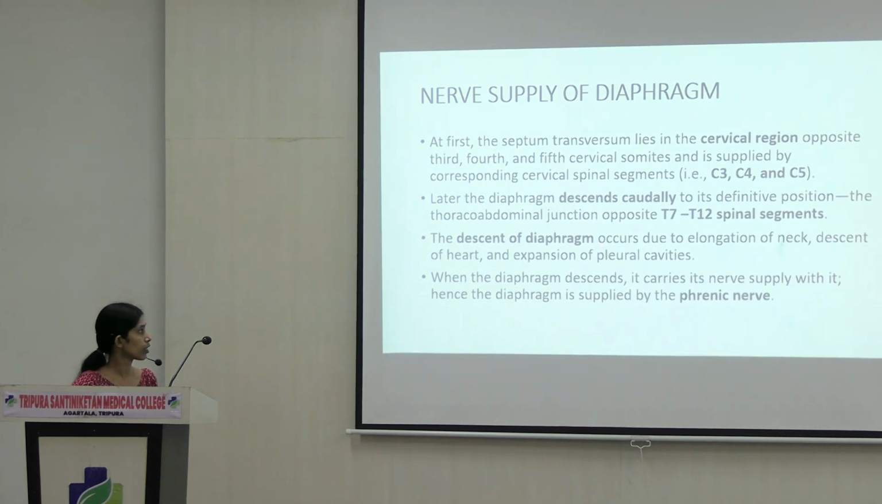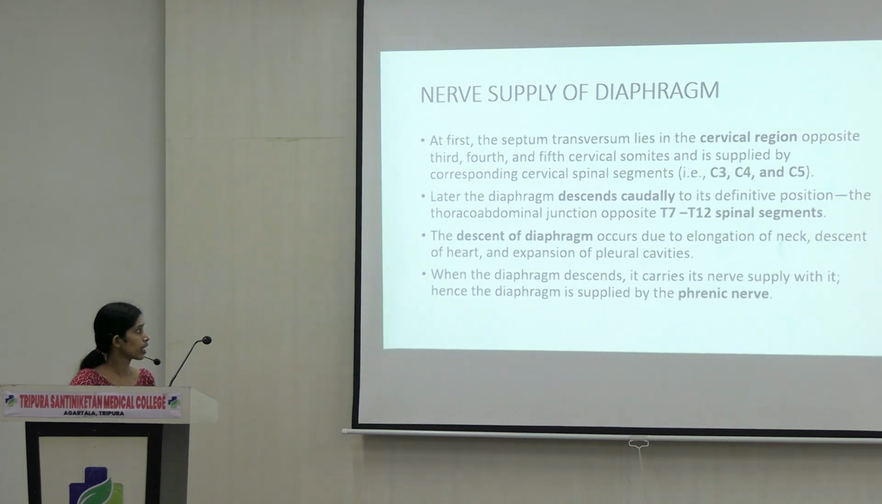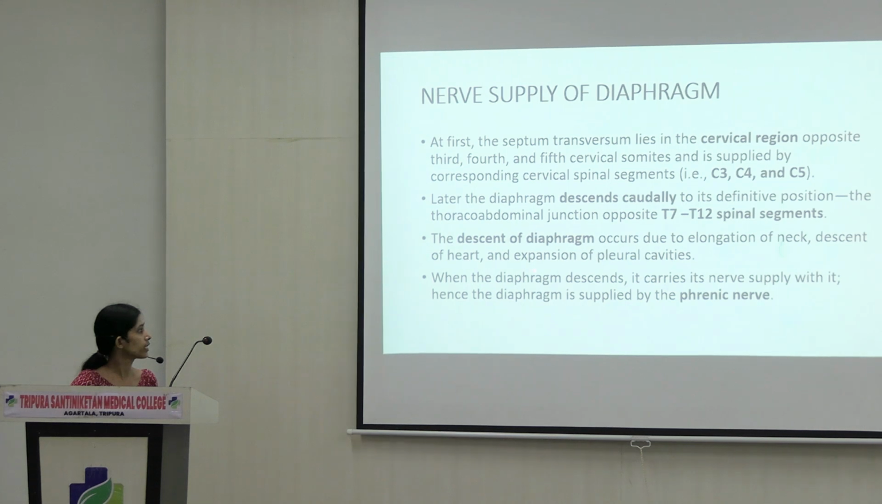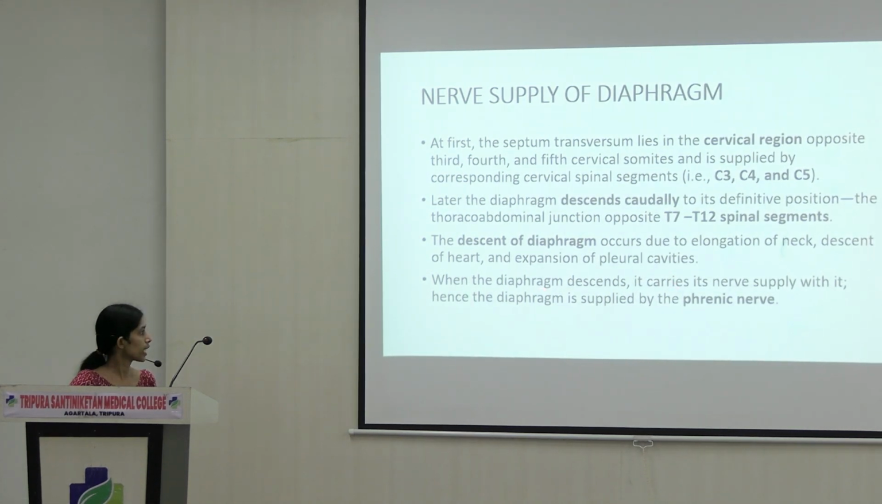The descent of diaphragm is an MCQ question, so note it down everyone. The descent of diaphragm occurs due to the elongation of neck, descent of heart and expansion of pleural cavities. When the diaphragm descends, it carries its nerve supply with it, hence the diaphragm is supplied by the phrenic nerve. In adults, it is supplied by the phrenic nerve.